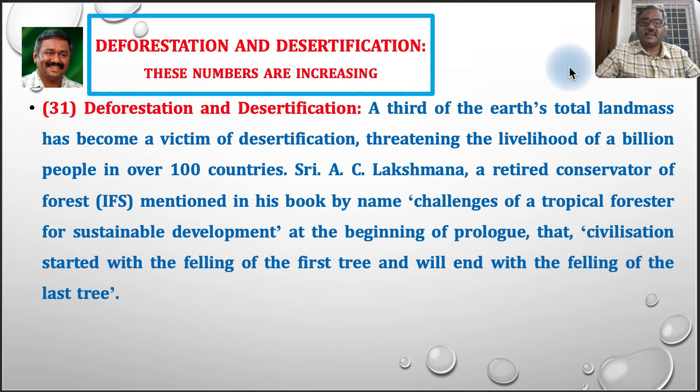Deforestation and desertification. These numbers are increasing. A third of the Earth's total landmass has become a victim of desertification, threatening the livelihood of a billion population in over 100 countries. Sri A.C. Lakshmana, a retired conservator of forest, IFS, mentioned in his book Challenges of a Tropical Forester for Sustainable Development, at the beginning of the prologue, that civilization started with the felling of the first tree and will end with the felling of the last tree.